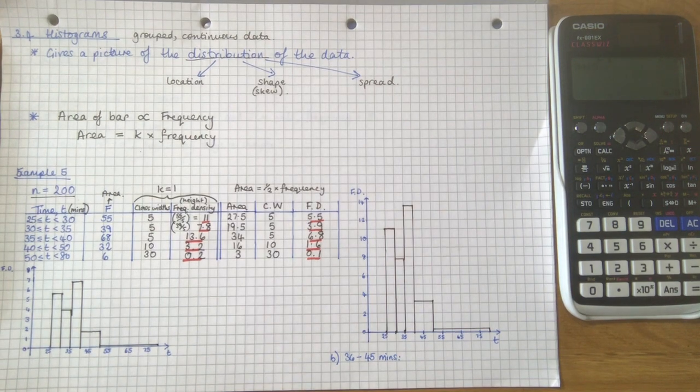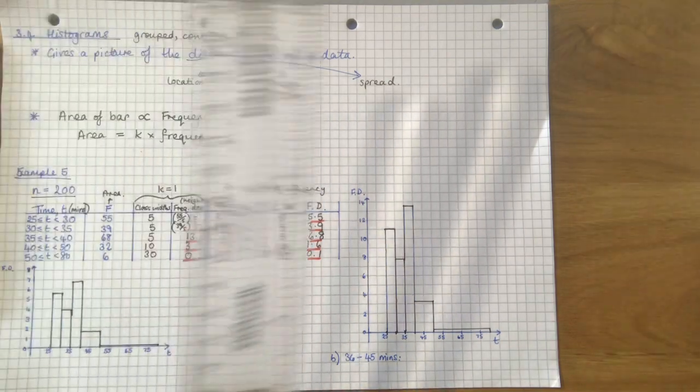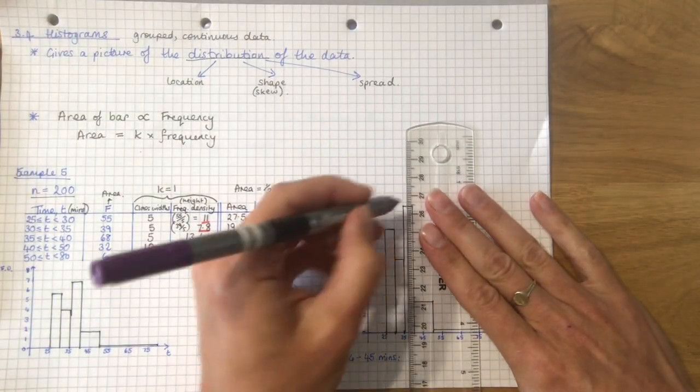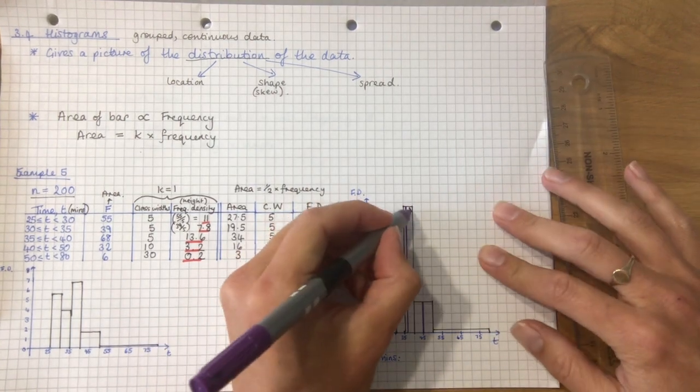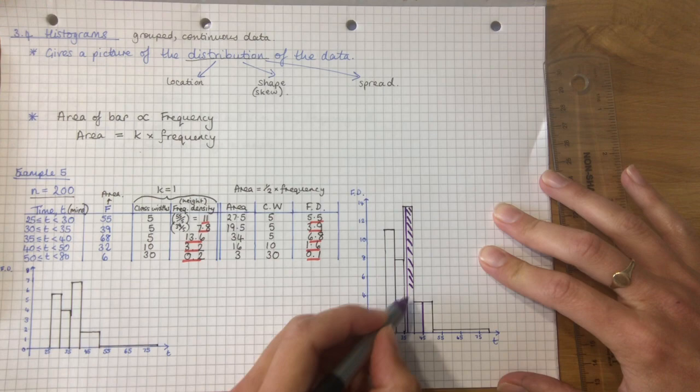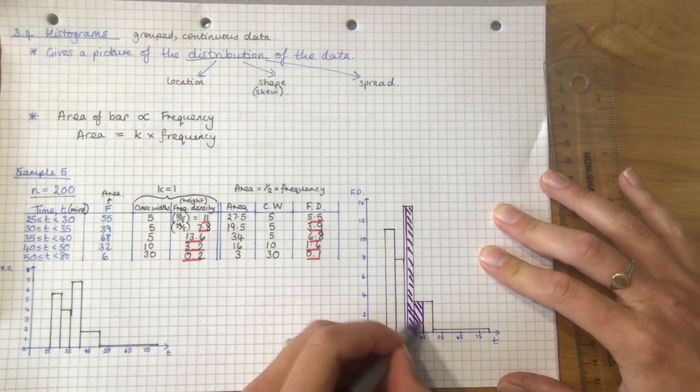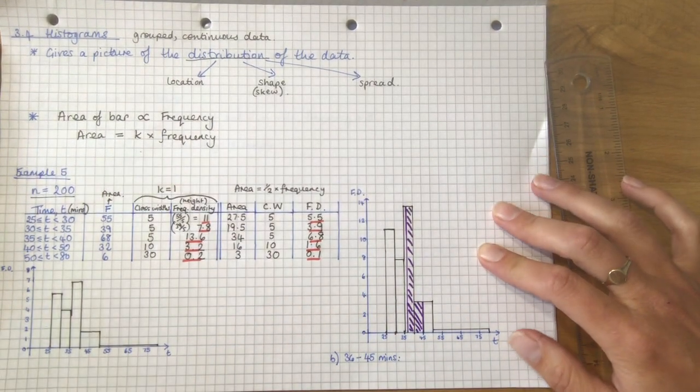Now, in part B, you are asked to find or to estimate the number of students that took between 36 and 45 minutes to complete their homework. Note the use of the word estimate again, simply because we don't know the exact values of each of these times. So, from 36 to 45, let's show where this is on our graph. 36 is about here. 45 is there. We want to find how many students are represented by that area that I have shaded.